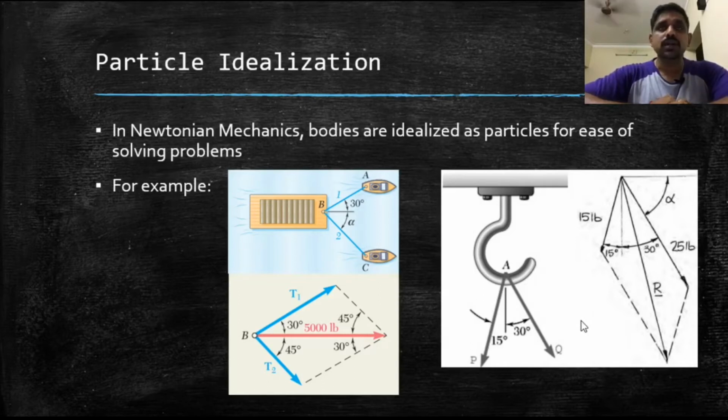If you see the image on the right hand side, there is a hook, and that hook has two forces P and Q acting on it. And here also we can say that both the forces are concurrent. So, that means if a rigid body has to be idealized as a particle, we must be sure that all the forces are acting at the same point.